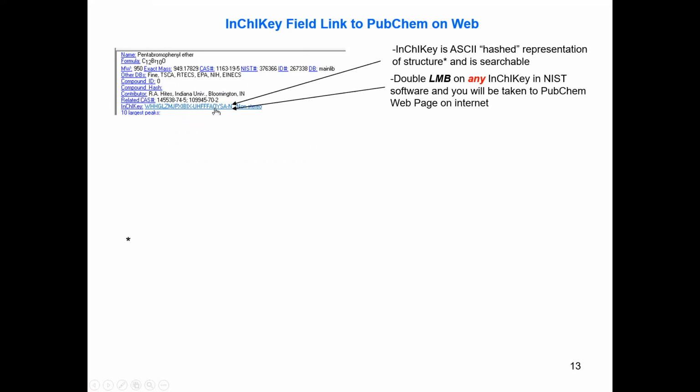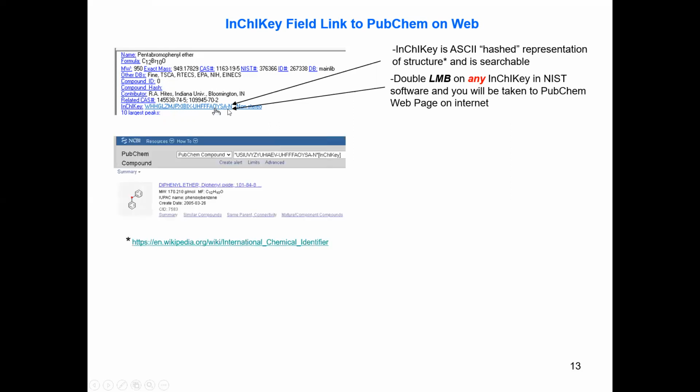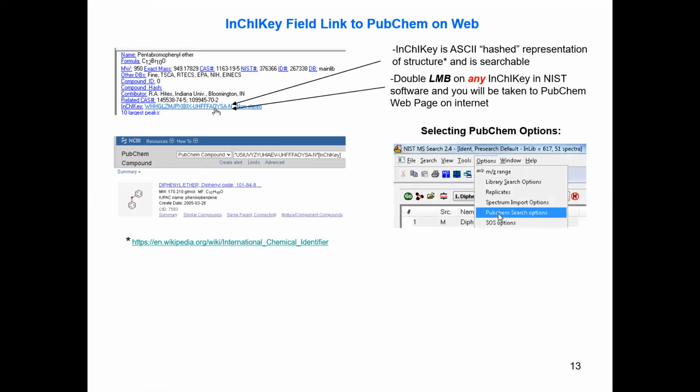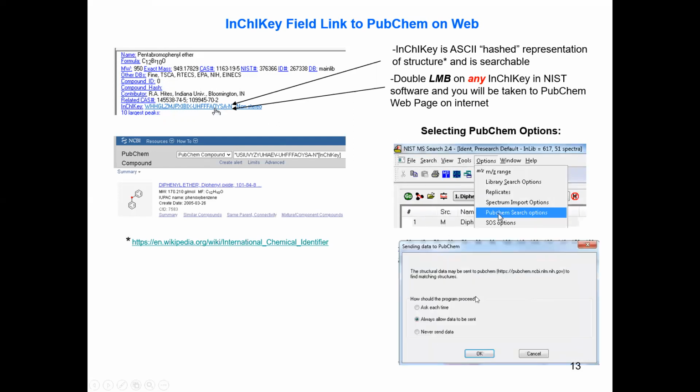You can double left mouse button click on any of the InChI Keys in the NIST software, and you'll be taken to PubChem. And the same thing for the Wiley, any of them that you find in the search, you can do that. And when you do that, it automatically carries you out to PubChem on the internet. And then you can see other attributes about the compound that you're interested in. So I find that very useful. And you can also decide whether PubChem opens automatically or asks you every time before it goes to the internet, some options for that.